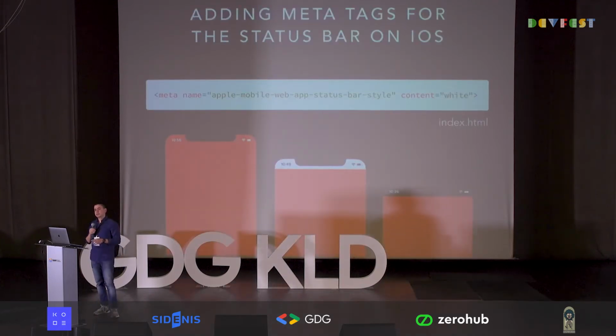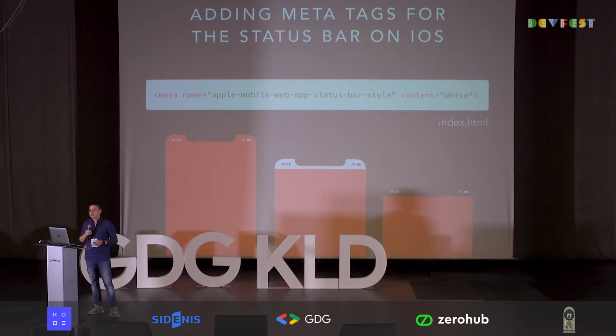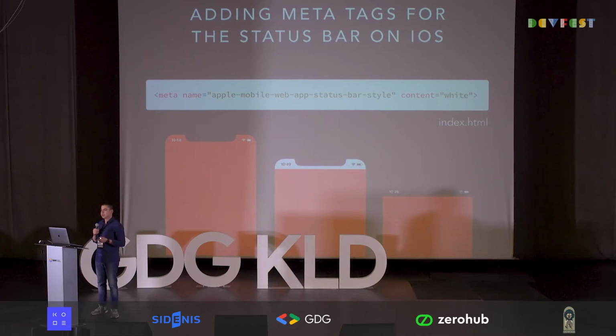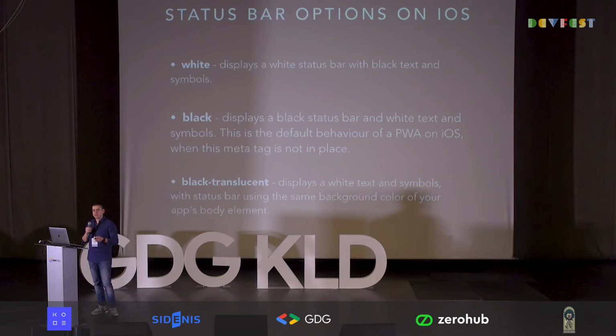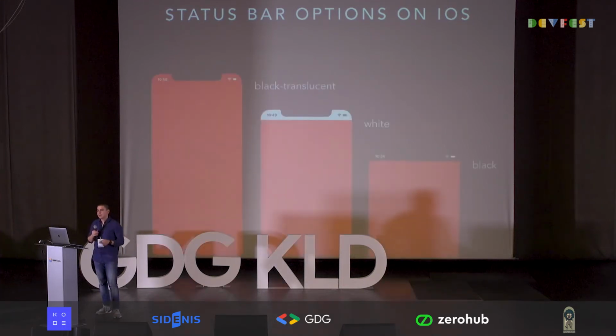And on iOS, there's another way to customize the status bar of your PWA. So you need to use another meta tag with another rel. And Apple doesn't provide further customization rather than three options for you. One option is white, which displays a white status bar with black text and symbols. Black displays a black status bar, and black-translucent is transparent. You can see the differences of the three options here.